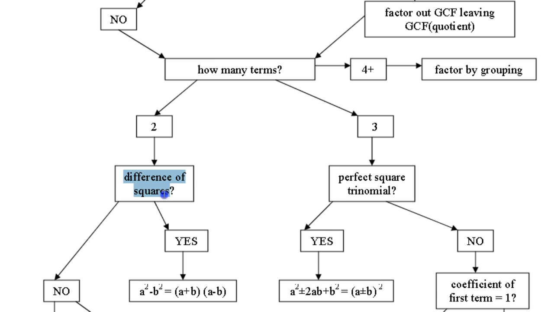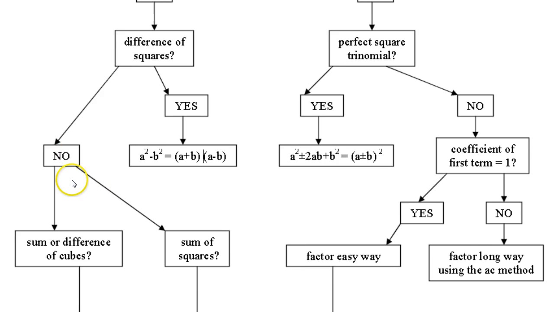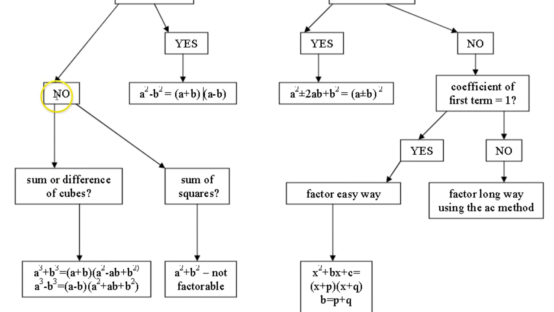Is it a difference of squares? Now, if it's a difference of squares, it's going to be really easy to factor in that you can go a squared minus b squared equals a plus b times a minus b, and that's it. You just move on from there, and then you solve by solutions, and I'll show you later. Okay, if you do not have a difference of perfect squares, you need to ask yourself more questions.